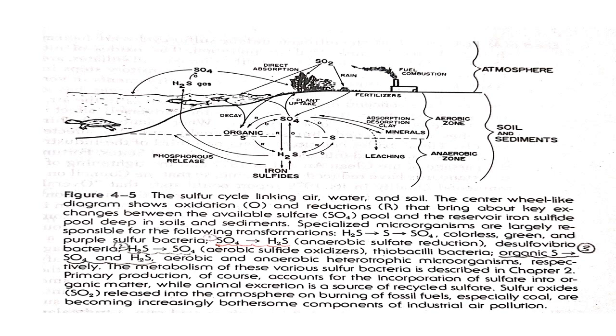Sulfates are also leached in the anaerobic zone, and there are basically two major zones. One is the atmosphere and the other is the terrosphere. The terrosphere, which is soil and sediments, is again divided into aerobic region and anaerobic region. So this is the area where bacterial population is in higher numbers, and these are mostly anaerobic bacteria.